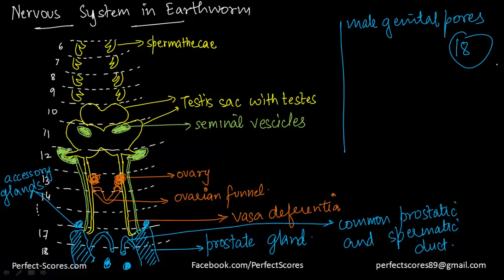And four pairs of spermathecae are located in the 6th to the 9th segment. There is one pair in each segment, which I've drawn in yellow color at the top. They receive and store the spermatozoa during the copulation.